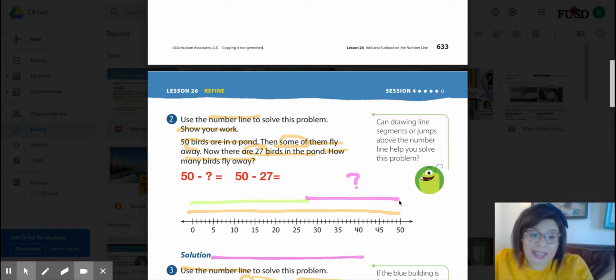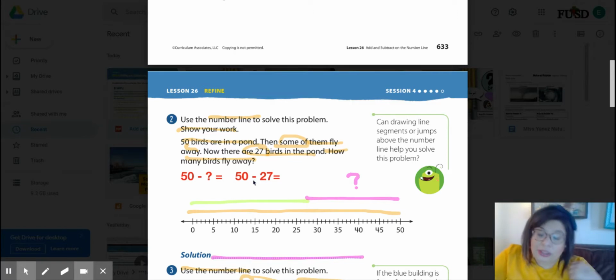So now I need to find how many flew away. So this purple pinkish line segment is how many flew away. I even wrote different equations you could use to solve this problem, but please make sure you use the number line. If you also could use the jumping, you can also use that if you don't like the line segments.